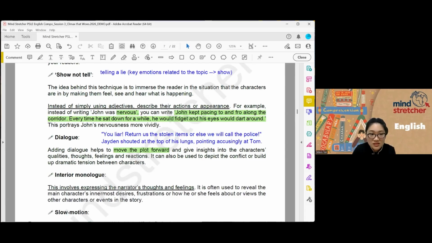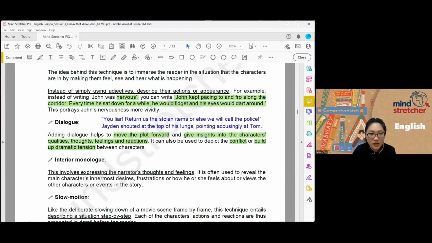It also gives us insights into the characters' thoughts, feelings, reactions. Obviously, Jaden is angry. Obviously, Jaden wants his things returned. Okay, he's feeling indignant. It can also be used to depict the conflict or build up tension. So would Tom answer back or would he oblige? Would he return whatever he has stolen? So dialogue like that.